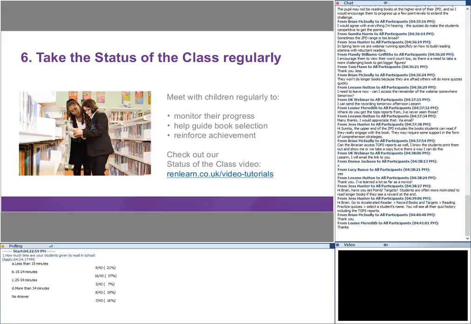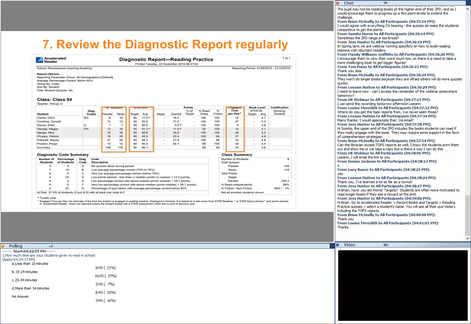When you're taking status of the class, you will be using the next step, which is to review your diagnostic report regularly. The diagnostic report gives you a host of information, and very often when you first look at this report you think, wow, that's a lot, where do I start? But what we suggest is focusing on 3 columns, and these are the 3 most important columns considering what we've touched on today. The first column, and I do apologize, it's covered up there, is your reading practice quizzes.